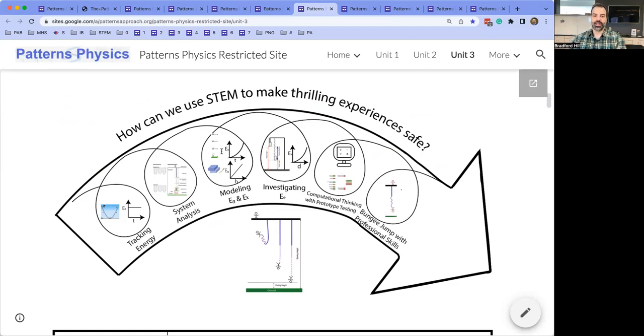And then, of course, we need to get a mathematical model for gravitational potential energy and kinetic energy. And then for this storyline, we also need elastic energy. And then putting it all together with computational thinking to allow students to troubleshoot and rapidly prototype and think through different scenarios and see what is happening in a bungee jump.